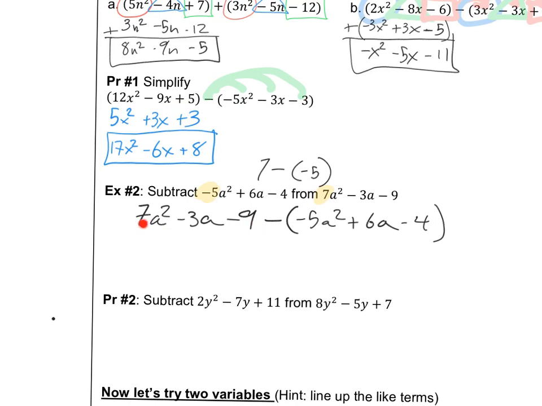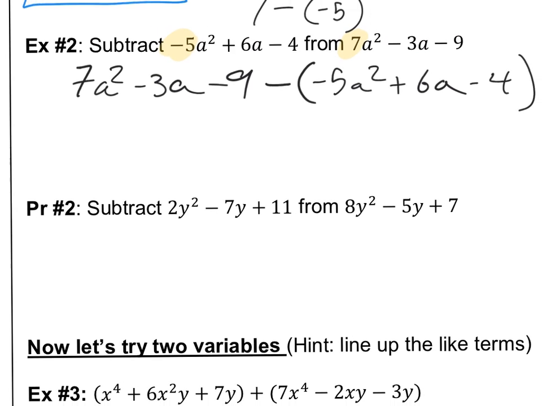It looks just like this. We could put parentheses around this first trinomial, but it really doesn't matter because now we're going to distribute this negative, put it underneath, and just add to make our lives super easy. But it's really important that you recognize what's going on there in the language, right? And the easy way to do that is to think about the first number. Subtract negative 5 from 7 would look like that. So that means that subtract negative 5a squared plus 6a minus 4 from 7a squared minus 3a minus 9 would look like this. So let's actually do the math now.